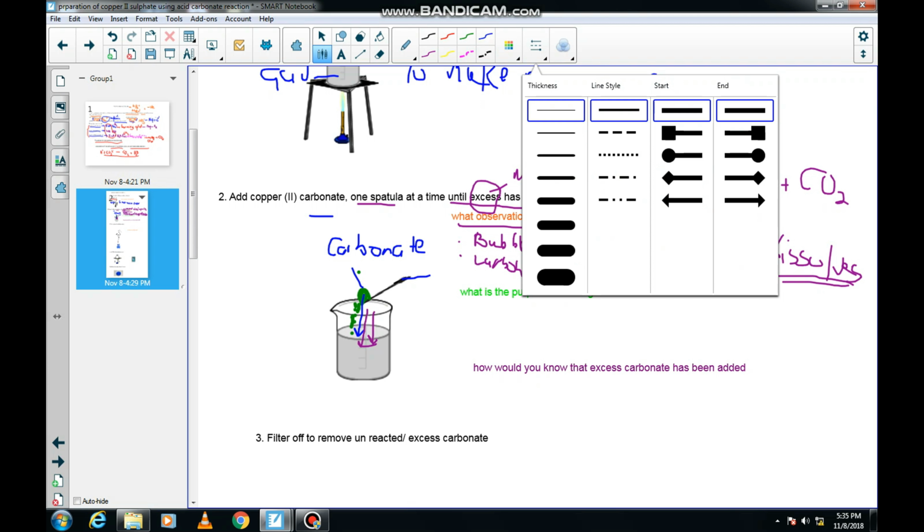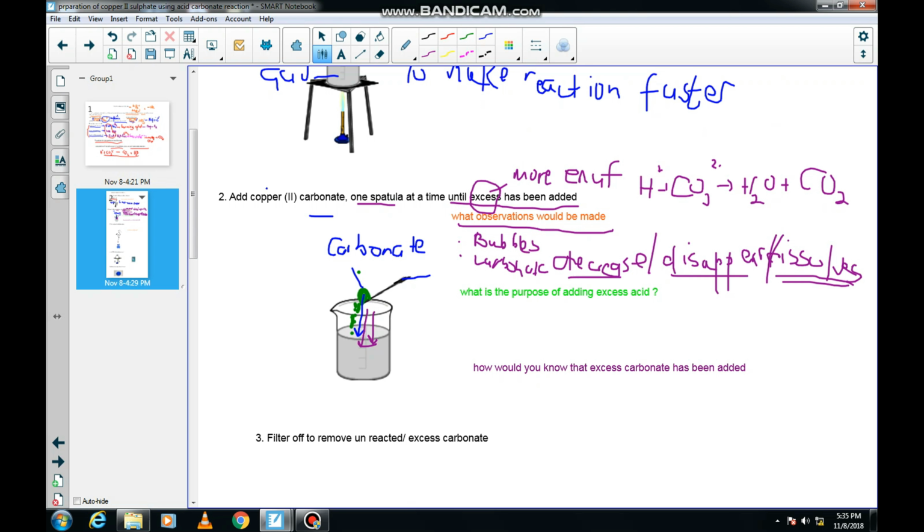We are using copper 2 carbonate here, and copper is a transition metal. There is a property of transition metals that says these metals form colored compounds. They form colored compounds.